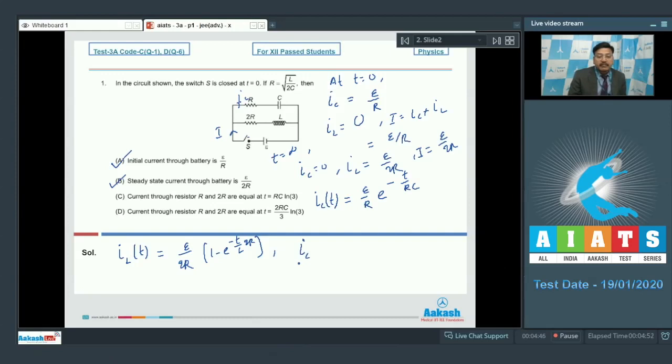Now to find the time at which IC and IL are equal, we put IC equals IL and also use the fact that R is equal to under root L by 2C. We simplify and solve. When we apply this condition, t comes out to be equal to RC ln 3, which means option C is also correct, whereas option D is incorrect. So for question 1, options A, B and C are correct. Let's now go to the next question.